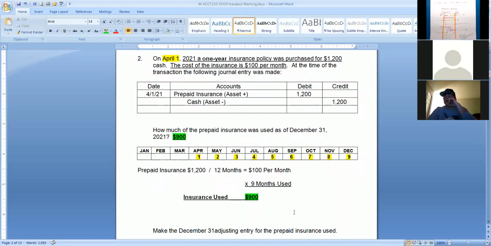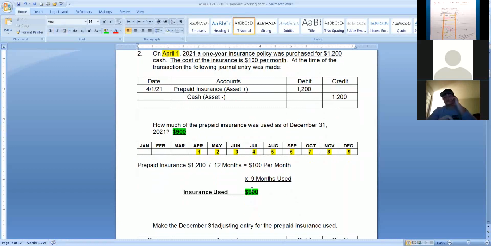Okay, so how much of the insurance was used? We used 900. 9 months went by, $100 a month. This is from up here. Oh, later on you got to calculate.